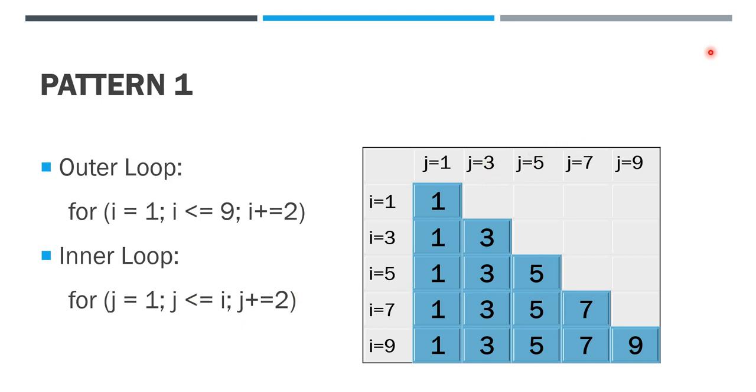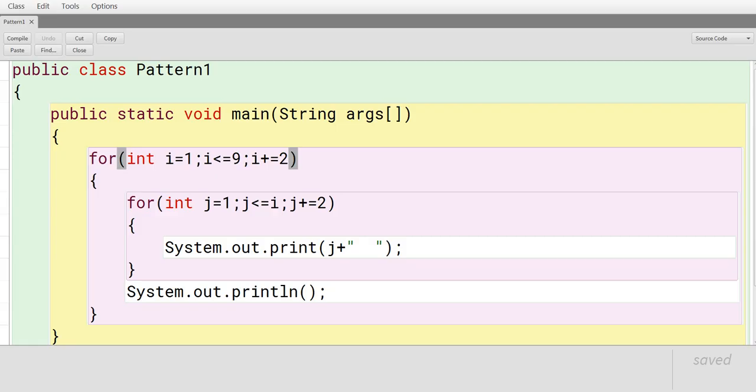Now you are going to see the program in BlueJ. Here you can see the loop: int I equal to 1, I less than or equal to 9, I plus equal to 2, and the inner loop is int j equal to 1, j less than or equal to I, j plus equal to 2. You are printing the j value here, so automatically it will print the inner loop. The first time it will be 1 time, the second time 2 times, and it goes on like that because you check the condition. If the j value is less than or equal to I, you execute it. Otherwise, you stop the inner loop and move on to the outer loop.